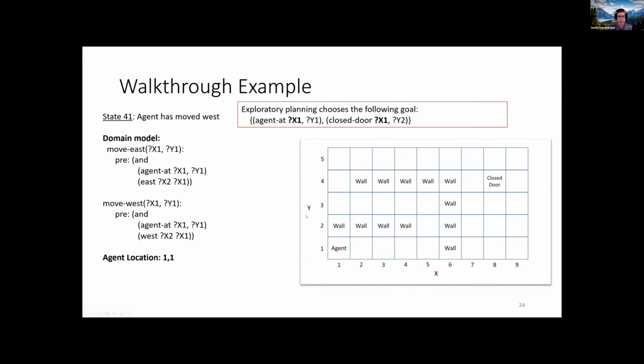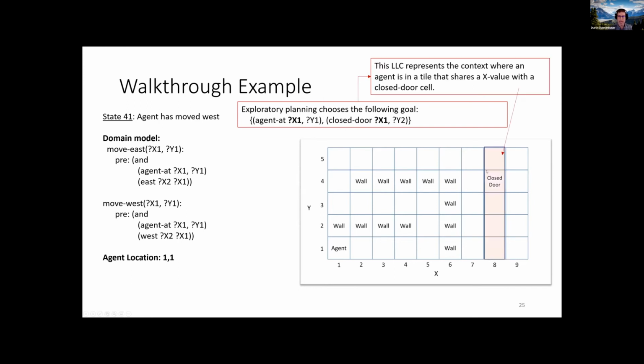And so what happens is, among all of the LLCs, we just end up choosing an LLC where the agent is at an X coordinate that is shared with a closed door predicate. So what does that look like in this state? Any of these tiles would be states where this LLC is active. And so this is given as a goal to the exploration planner.